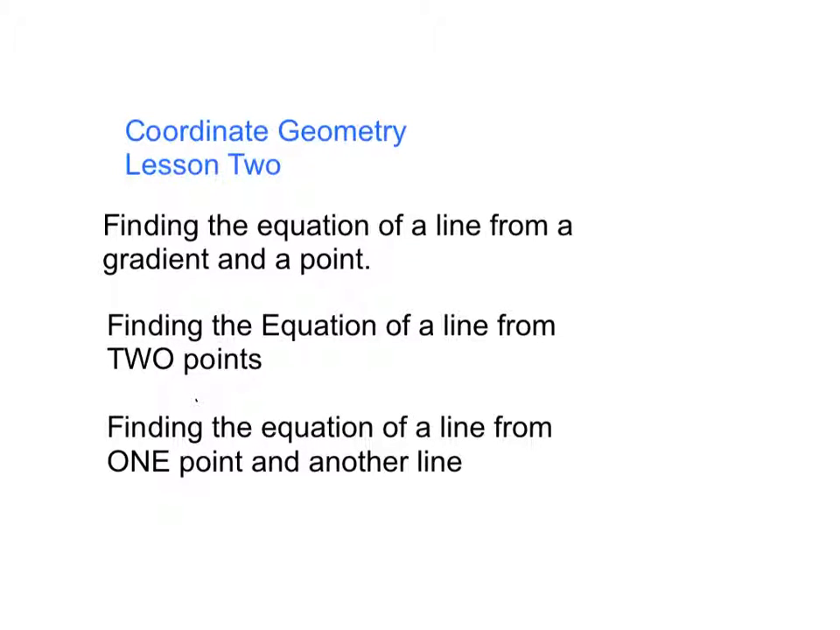Hello, this is the second lesson in coordinate geometry. Today we're looking at the equation of a line between 2 points. Sometimes we're given a gradient and a point to make that equation with. Sometimes we're given 2 points and asked to find the equation of the line between them. And sometimes we may have 1 point and the equation of a different line, perhaps it's parallel or perpendicular.